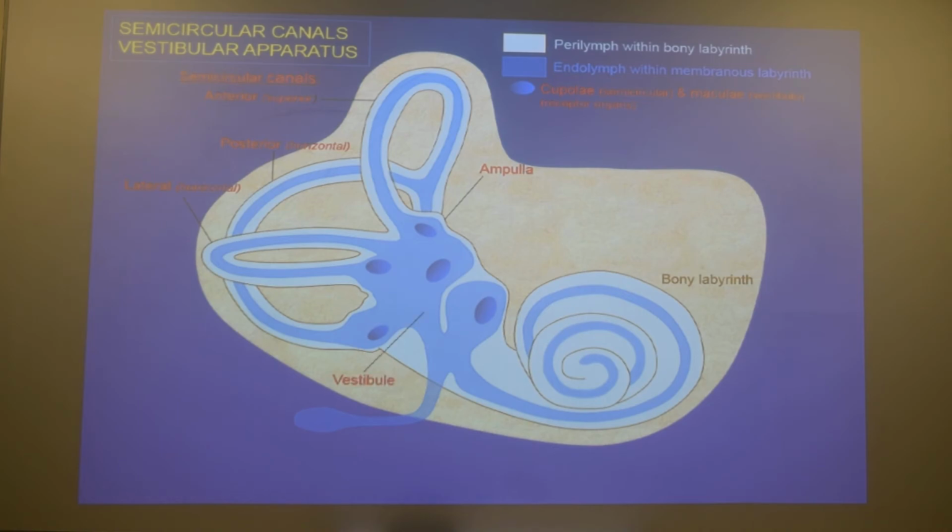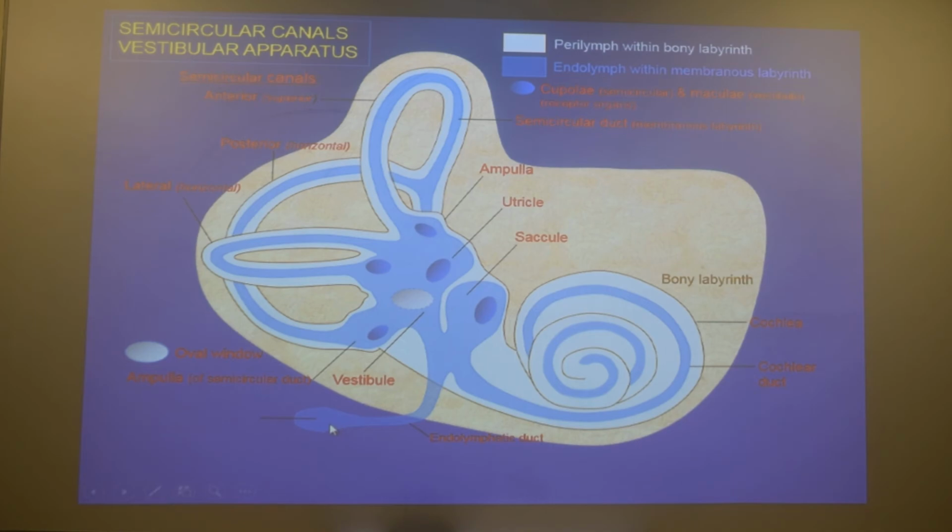This is the vestibule, and within the vestibule you have the oval window, and you have the ampulla of the semicircular duct. This is the utricle, this is the saccule. The portion of the duct just next to the cochlear duct is the saccule, then you have the utricle, and then you have the semicircular canals. This is the endolymphatic duct.